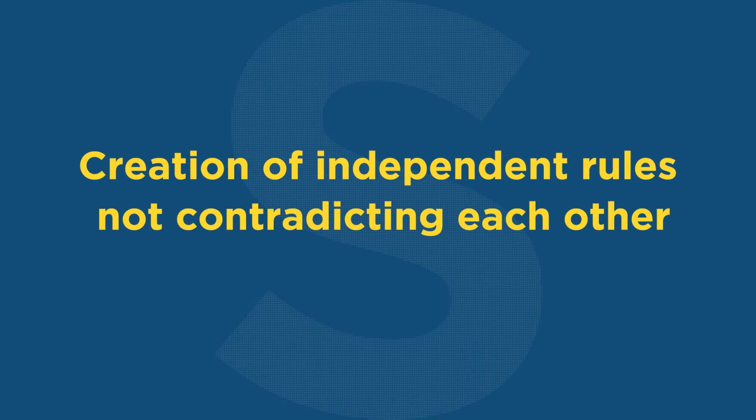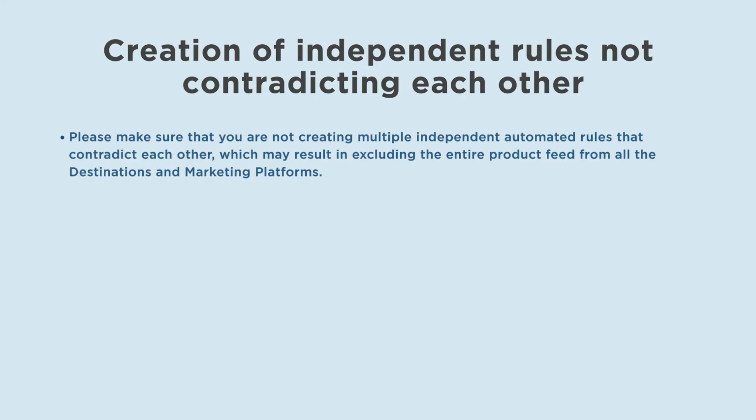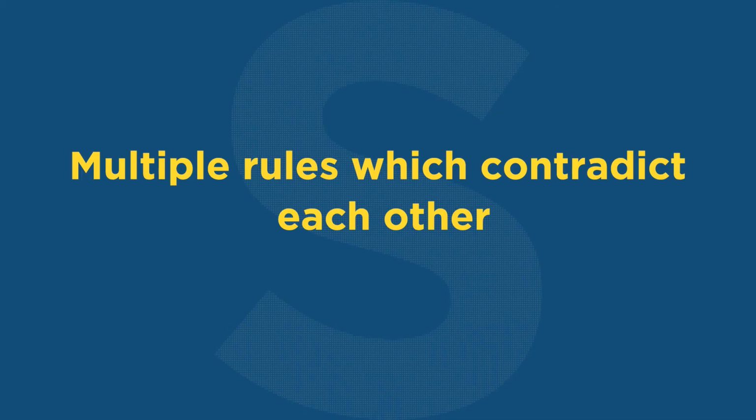Creation of independent rules not contradicting each other. Last but not the least, please make sure that you are not creating multiple independent automated rules that contradict each other, which may result in excluding the entire product feed from all the destinations and marketing platforms. Let's see an example of multiple rules which can contradict each other.